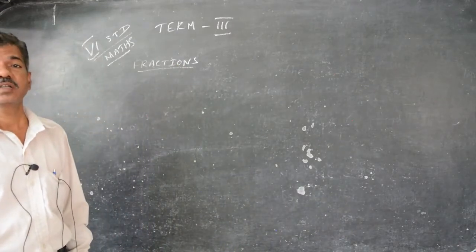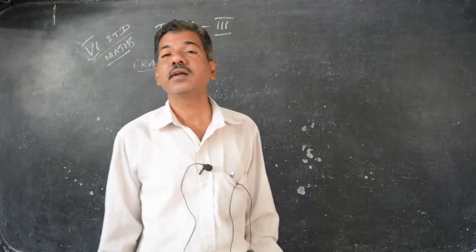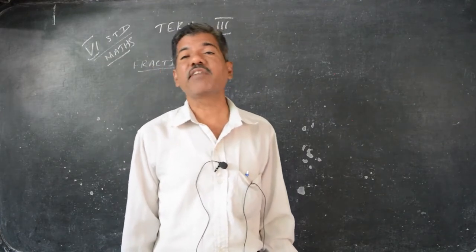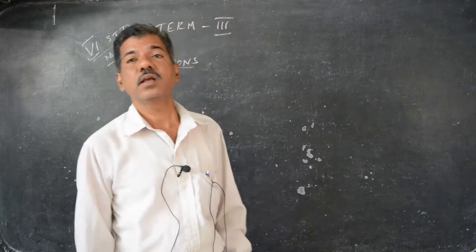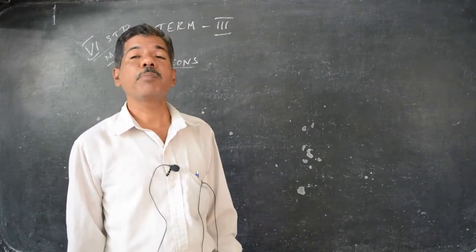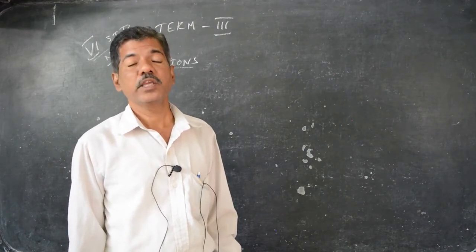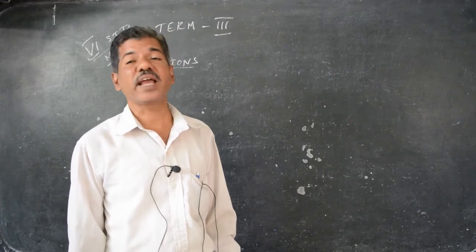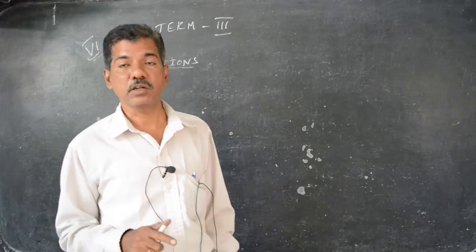Fraction means the term which consists of numerator and denominator. Numerator and denominator. Proper fraction, improper fraction, mixed fraction. Okay, you have learned these types of fractions in the previous session. It is clear? Proper fraction: numerator should be less than the denominator. Improper fraction: numerator should be greater. Mixed fraction: there will be an integer part and a fraction part.